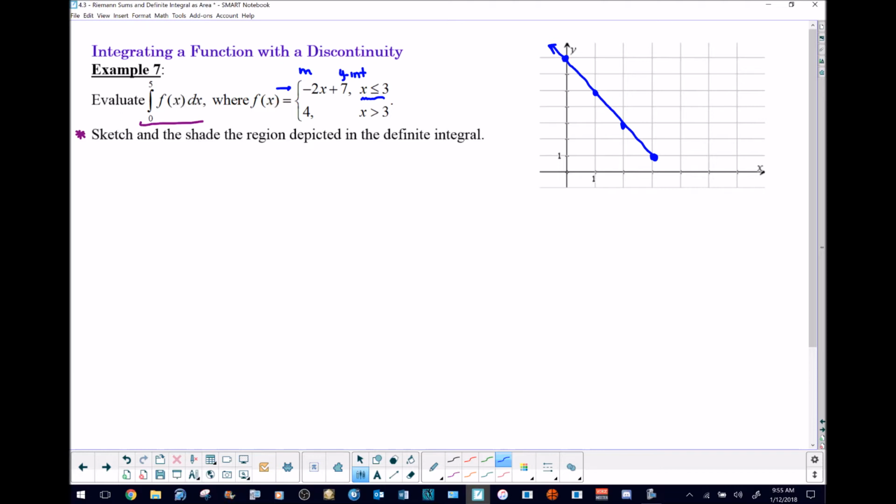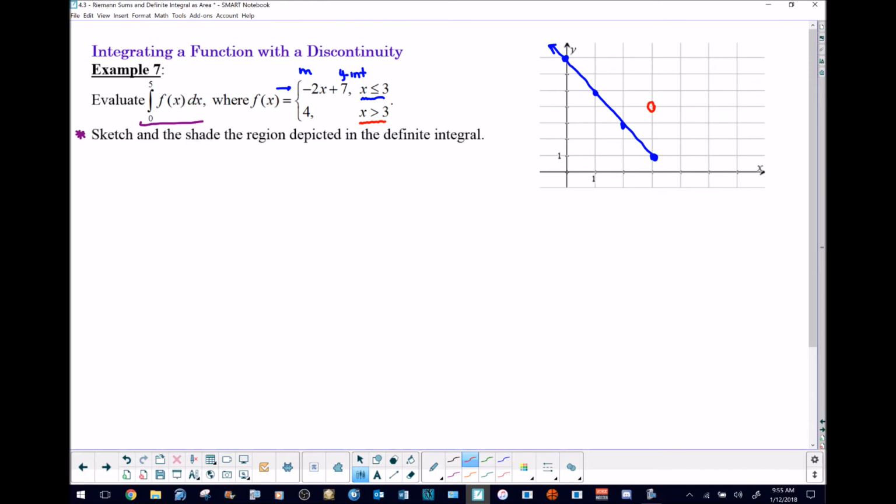Now, as far as the other sketch, I'll use red to sketch f of x equal to 4. Y is equal to 4, which is just a horizontal line. And I'm going to be very careful to only graph that for x values that are strictly greater than 3. So here is my x value of 3. If I count up to 4, I know that I would put an open circle there, because I'm not allowed to use the x value of 3, nor do I want to have a situation where I no longer have a function. That would be bad.